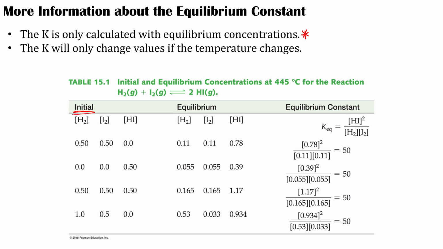So here are my initial concentrations for this reaction. If we start with H2 and I2, those are the reactants, at 0.5 molar, and we don't have any HI, then at equilibrium what we find is 0.11 H2, 0.11 I2, and 0.78 HI. This is experimental data, what they found during the experiment. And if you plug those values in, because remember we're only using equilibrium values for K, so the initial values won't work, we get that K is equal to 50.